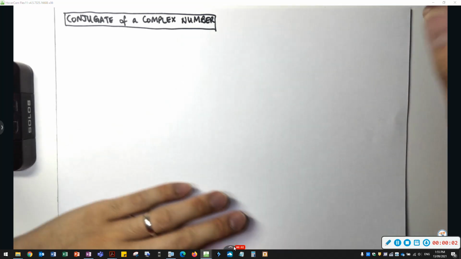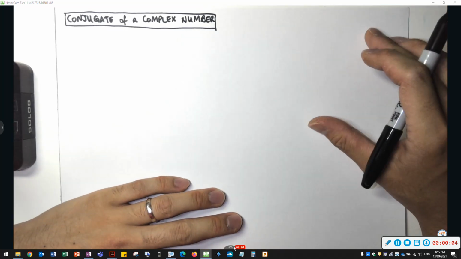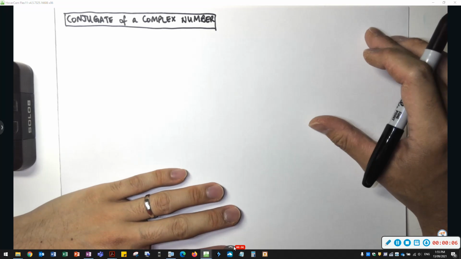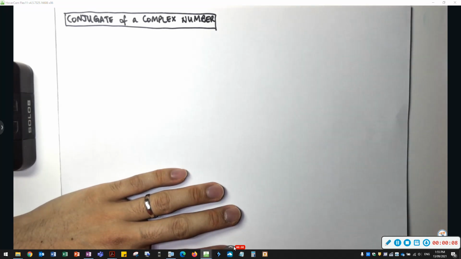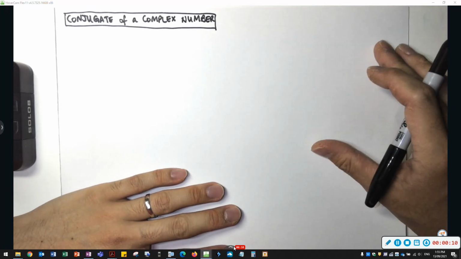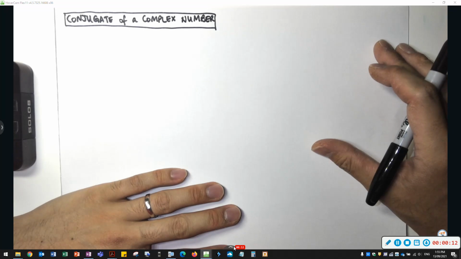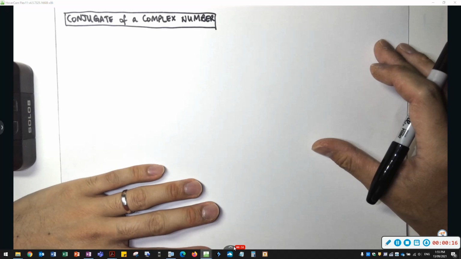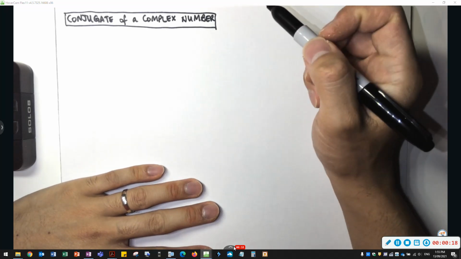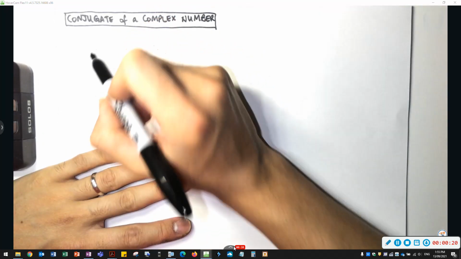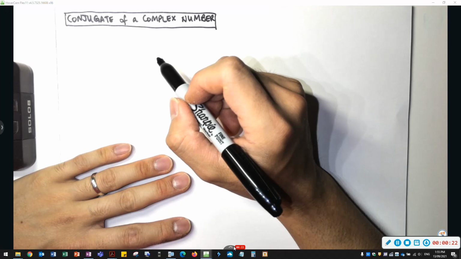We're going to take a look at this concept of a conjugate. Now this is quite important in complex numbers, especially in proofs. So we're going to have a look at some properties of conjugates and also how to do a proof question. So a conjugate simply is a complex number with the imaginary part negated.